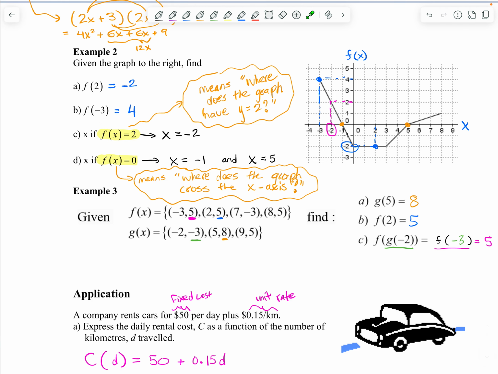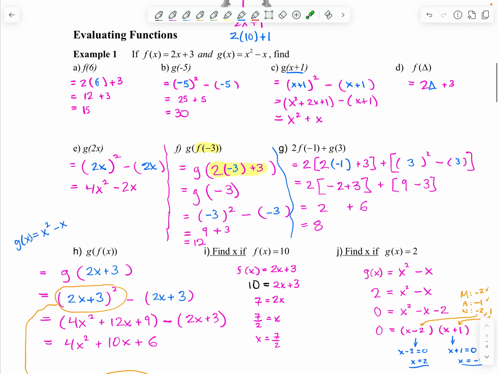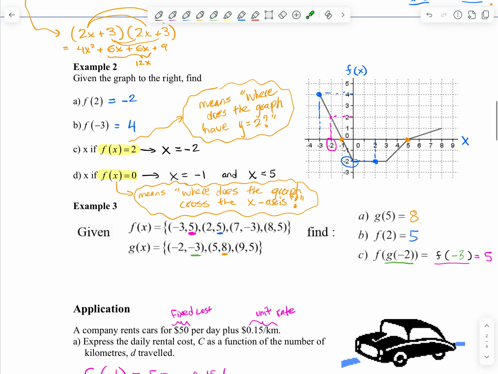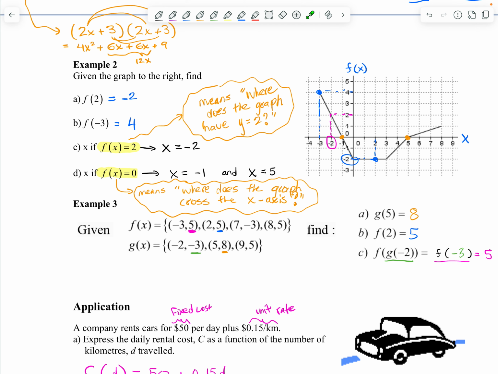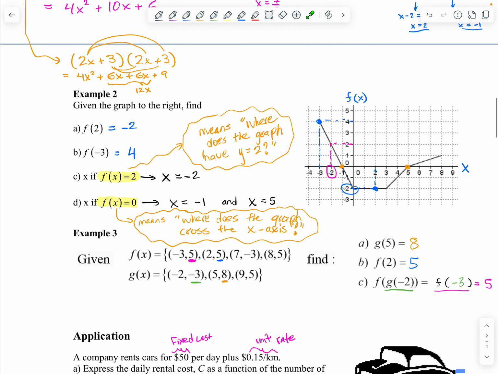Here is another model. These were all equations; we were evaluating functions using equations and expressions. But here we have a graph, a more visual depiction of a function. In this case, I'm trying to figure out what the output is when my input is 2 on this graph. My input is my x, so when the input is 2, the output is -2, just right here.